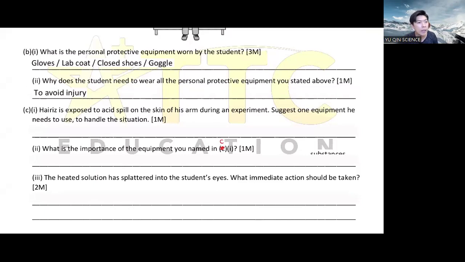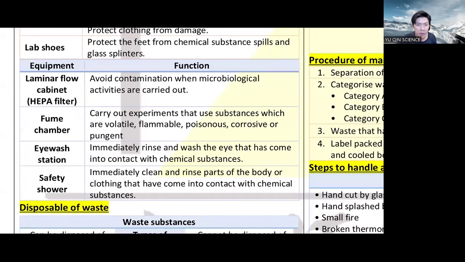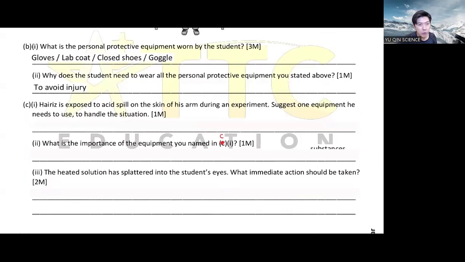Okay, so next one. Harris is exposed to an acid spill on the skin of his arm during the experiment. Suggest one equipment to use. Acid spill. One equipment to use. So weird. Do we have that particular one? Okay, we actually learned something called a safety shower, right? Safety shower is if you get acid or chemical on you, you go to the shower, you flush yourself with water. Right, so I think the question is also asking for this. The question is asking for one equipment to be used, then only we explain the next one. Yeah, okay, so the equipment is the safety shower.